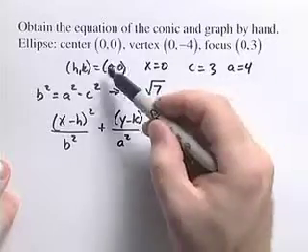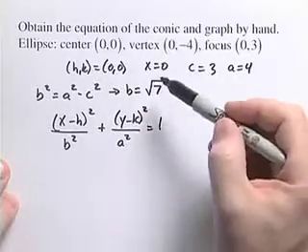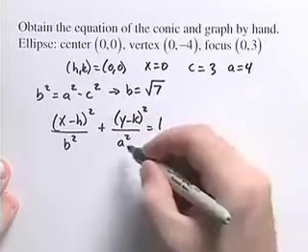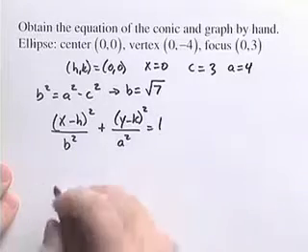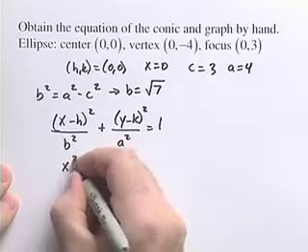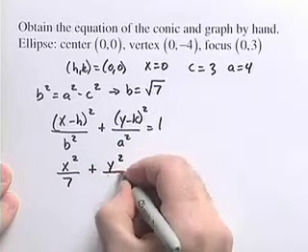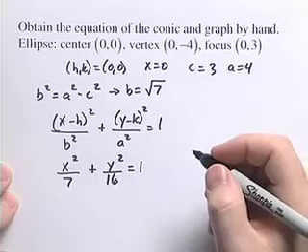Here we know h is 0, we know k is 0, we know b is equal to the square root of 7, which means that b squared is equal to 7. We know a is 4, so a squared will be 16. Therefore, our equation is going to be x squared over 7 plus y squared over 16 is equal to 1.